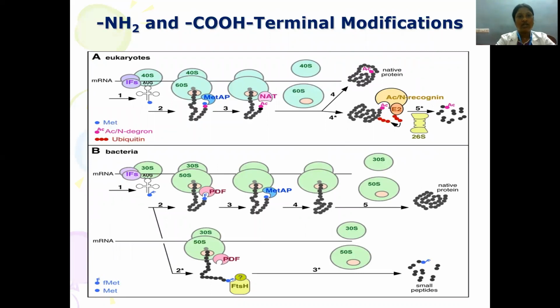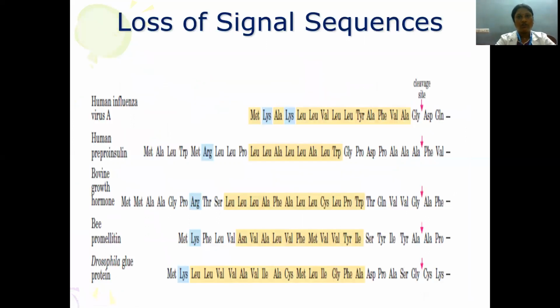Amino and carboxy terminal modifications. Methionine capping at the amino end, and ubiquitin attachment at the carboxy terminal end. These all determine the fate of the protein. If ubiquitin is attached, the protein is subjected to proteolytic cleavage inside the chaperone molecule in eukaryotes, and there is methionine attachment for capping, and loss of signal sequence is one of the post-translational modifications that happen.